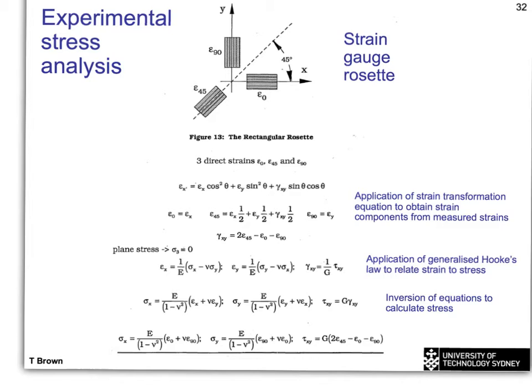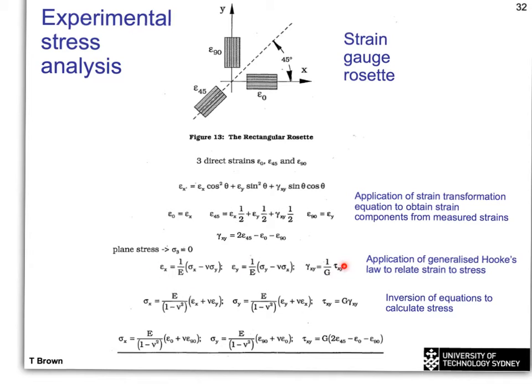And here, because we want to get stresses from our strains, what I've done is to rearrange the generalized Hooke's law. So here's our generalized Hooke's law that I showed you before, in terms of strain equals Young's modulus, stress, and the Poisson's ratio. For a state of plane stress where we have the strain gauges attached to a free surface, then stress in the Z direction will be 0.